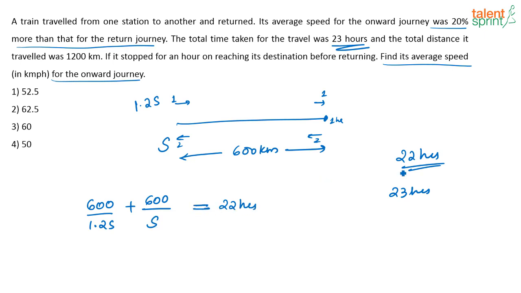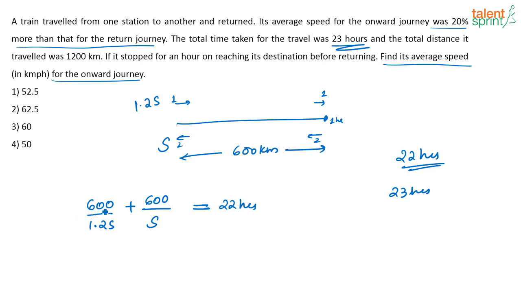Remember here, it is not 23 because how did we get 23? Plus 1 hour of halt gave us 23. So I just removed this 1 hour of halt and took 22 here. You can take it 23 also, but if you are taking 23 here, add 1 here. Don't forget that, that's all. Now just solve for this.